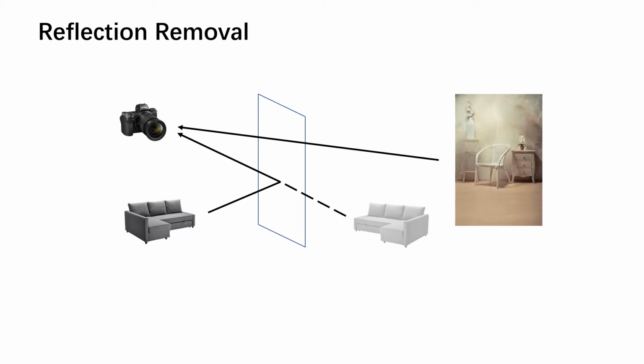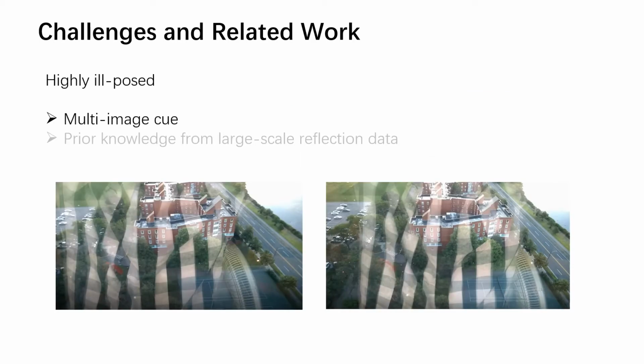In a mathematical function, the captured image can be formulated as the summation of a background layer and a reflection layer. However, such a problem is highly ill-posed, due to numerous solutions to this equation. To ease such a problem, the traditional approaches solve this problem by taking advantage of the motion difference between background and reflection layer in multiple frames.